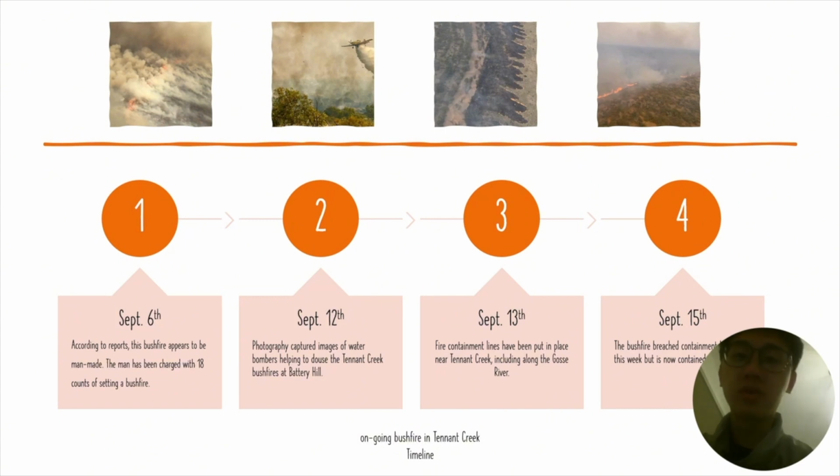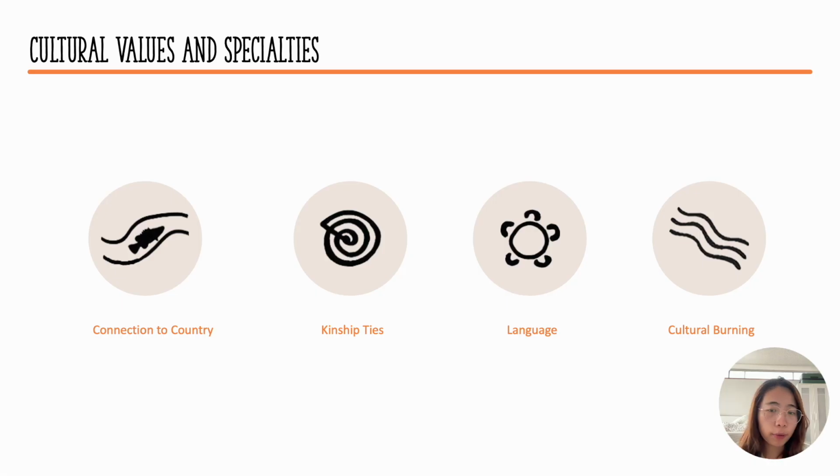Firefighters set up containment lines along the river and south of outlying villages on September 16th to nip the fire, which has scorched an area of nearly 10,000 square kilometers. The alert level for the fire was reduced from watch and act to advisory. On September 15th, an area 5 times the size of the Capital Territory had been consumed by the 150 kilometers long fire. Aboriginal peoples hold distinct cultural values that set them apart from other ethnic groups.